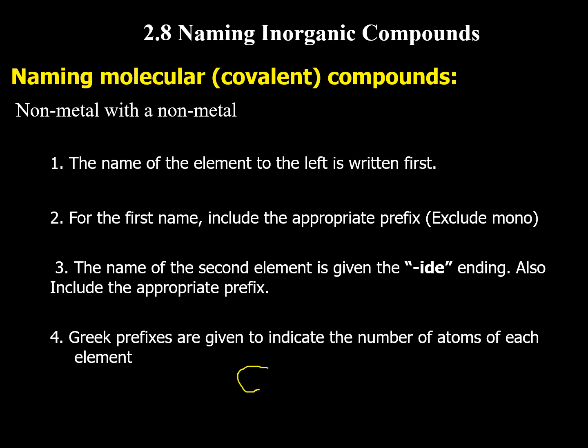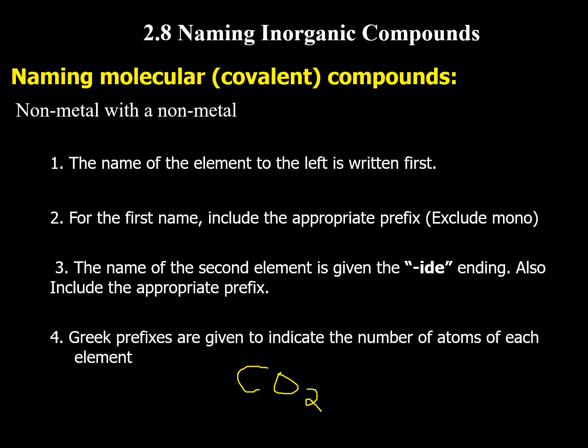Let's look at carbon dioxide, CO2. That's what we're familiar with. The first name, carbon, stays the same. And the second element, you don't say carbon dioxygen. The oxygen becomes ide: carbon dioxide.